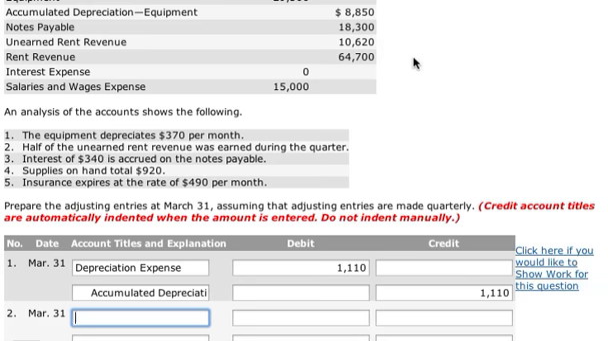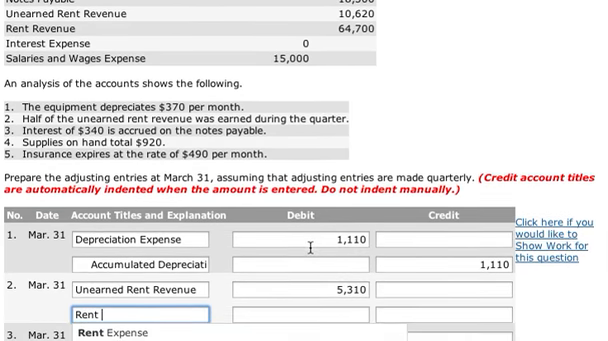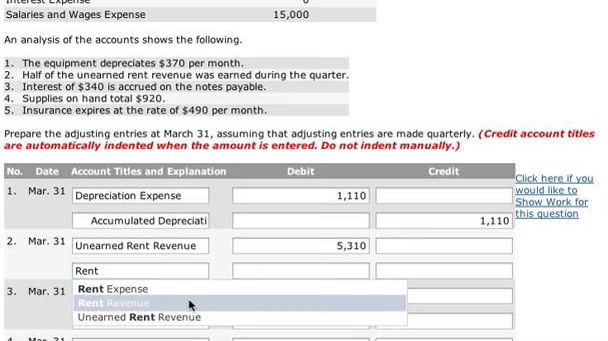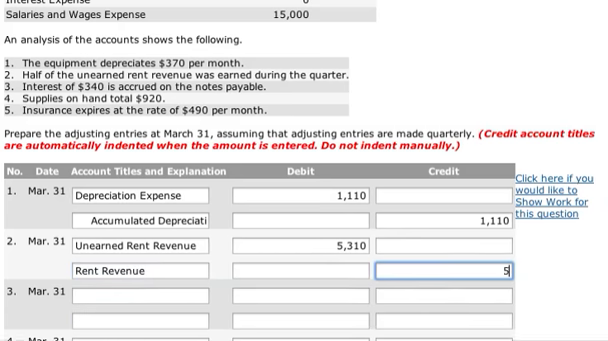So that will be service revenue. Sorry. It will be unearned rent revenue will be debited 5,310 because we have to take it out of there, and then rent revenue will be credited for 5,310.